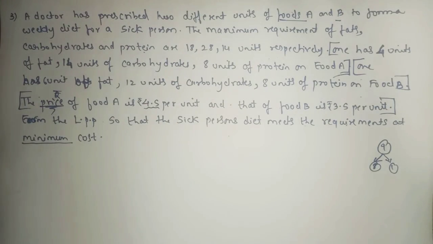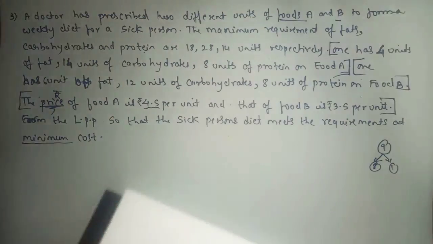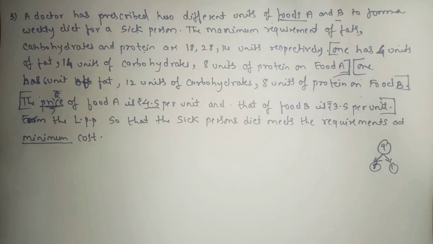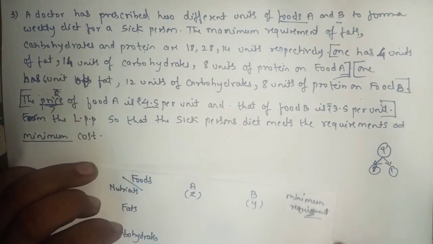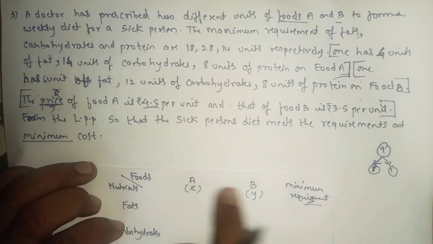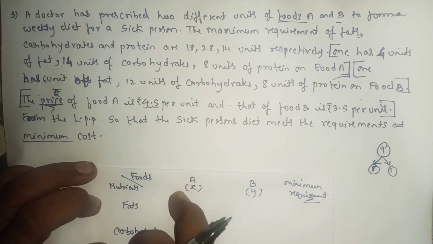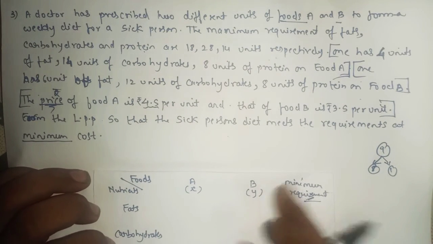So now here we'll construct a table. Now we'll see what all things are mentioned in the question. A doctor prescribed two different units of food A and food B. Let food A be x and food B be y.